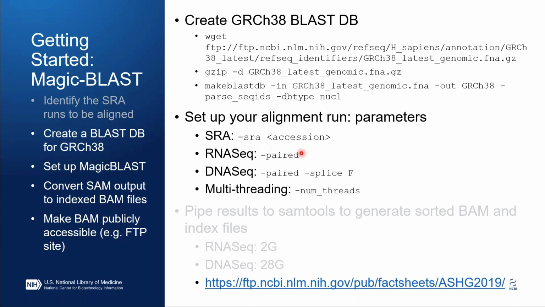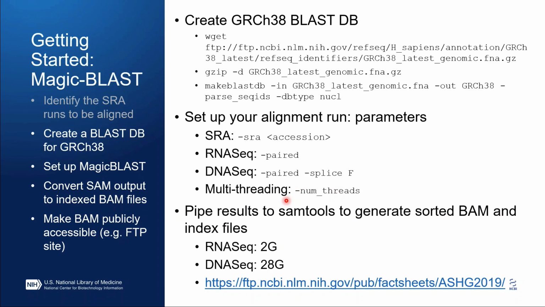Another couple parameters to know: if you're aligning either RNAseq or DNAseq, you want to pay attention to the paired parameter so that you can declare whether your reads are paired or not. And if you're aligning DNAseq, you also want to pay attention to the splicing option, because you'll want to disable that in the case of DNAseq because we're not splicing. Now, depending on your compute resources, you can also choose to specify whether you want multi-threading or not.